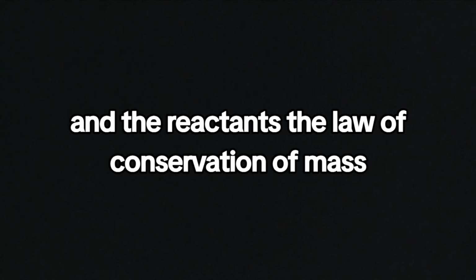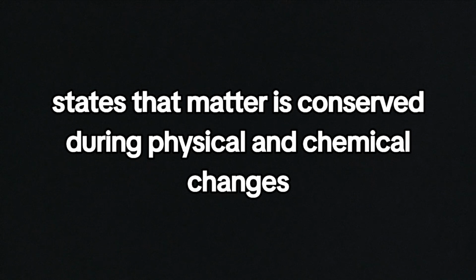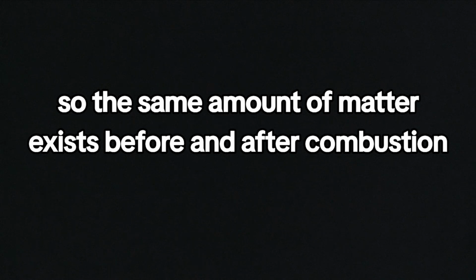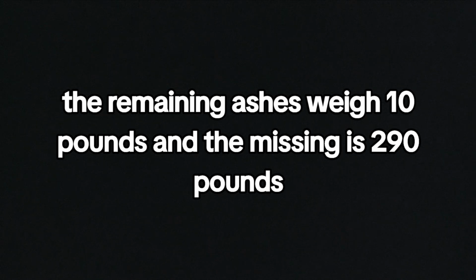The law of conservation of mass states that matter is conserved during physical and chemical changes, so the same amount of matter exists before and after combustion. For example, if a 300-pound tree burns down, the remaining ashes weigh 10 pounds, and the missing 290 pounds was released into the atmosphere as smoke.